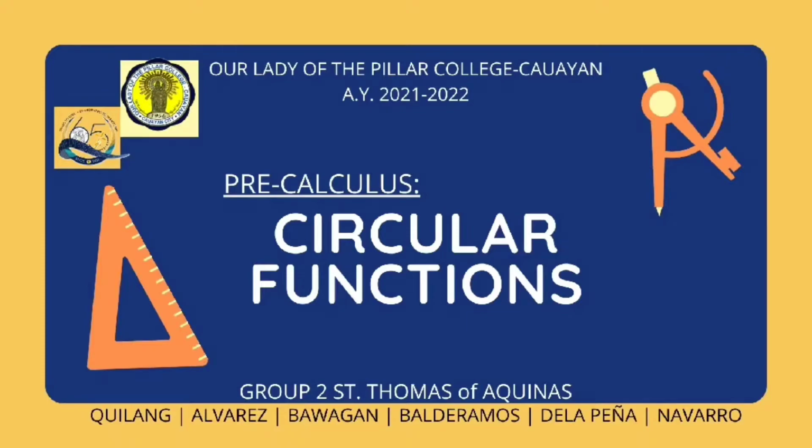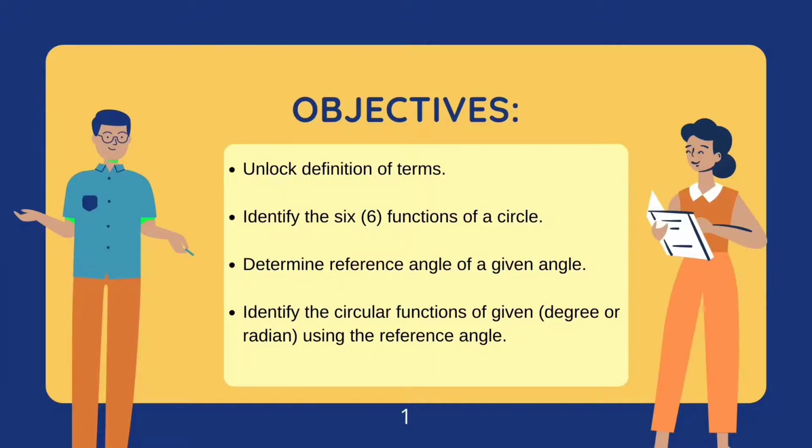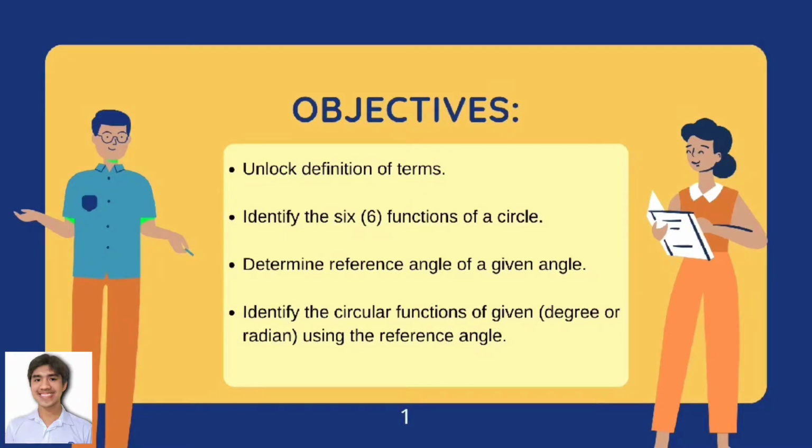In this video, we're going to discuss circular functions. But before anything else, let me present to you our lesson's objectives. First, define the terms. Second, identify the 6 functions of a circle. Third, determine the reference angle of a given angle. Lastly, identify the circular functions of a given angle, either in degrees or radians, using the reference angle.